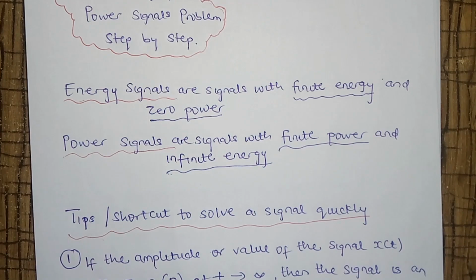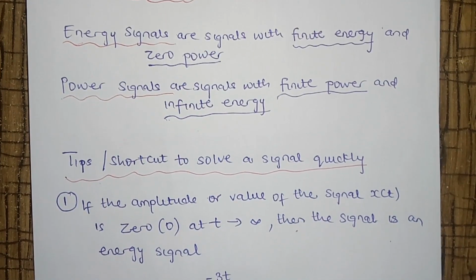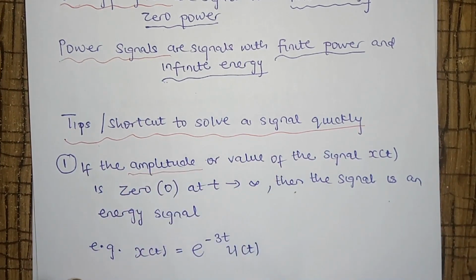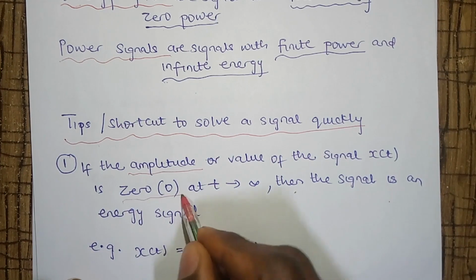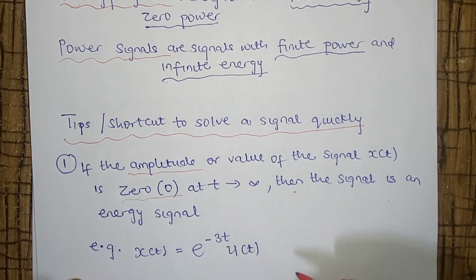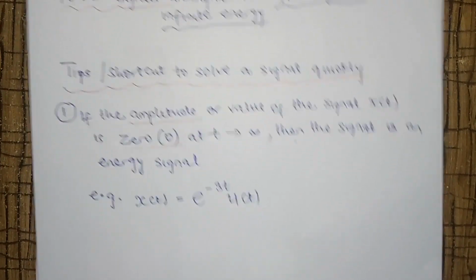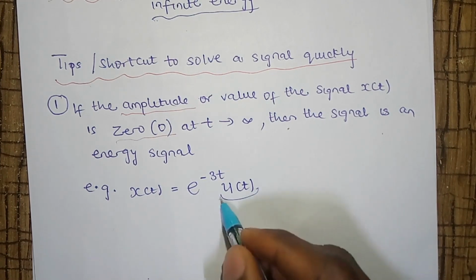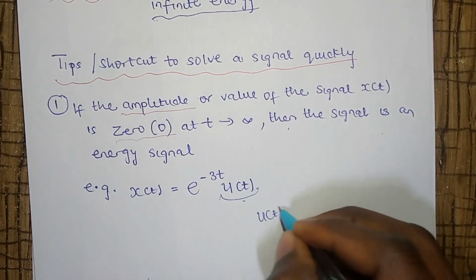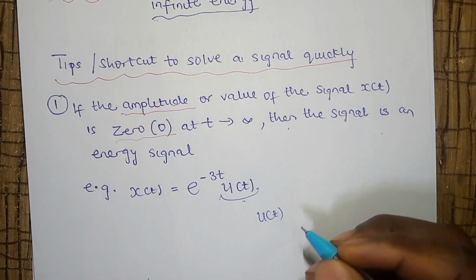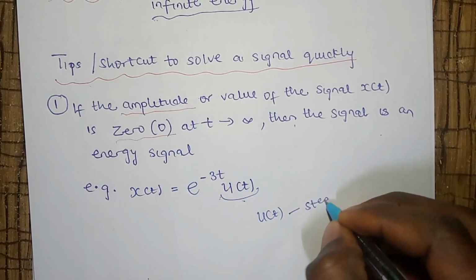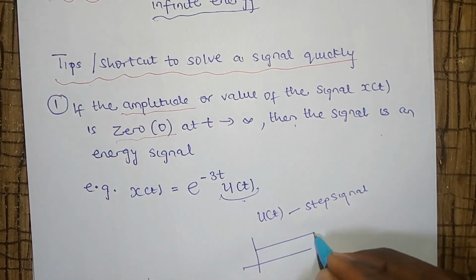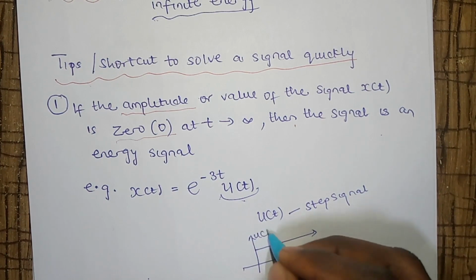The first point we need to take note of is that if we have a signal x of t, and the amplitude of the signal, which means the value of the signal x of t, is 0 as t tends to infinity, then that signal is an energy signal. Let's look at this example. This signal has a unit step. Remember that u of t, as we discussed in our video on basic signals, is the step signal. This is how the sketch of a step signal looks. It has a jump to 1 and keeps going to infinity. That is u of t.